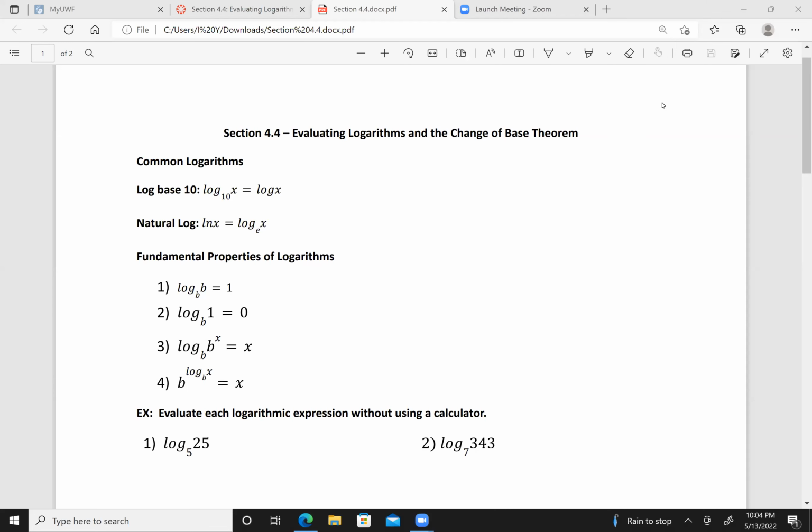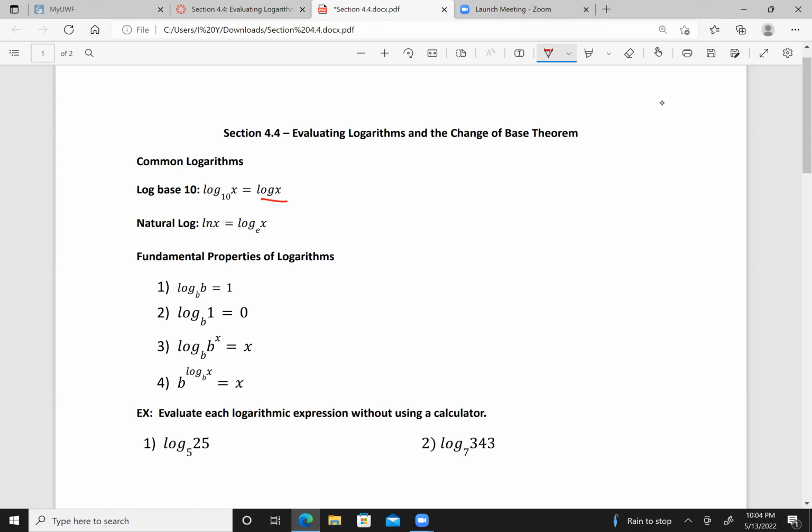Okay, today we're going to check out section 4.4, evaluating logarithms and the change of base theorem. So, we start off with two sayings. The common logarithm, which is log base 10, which we can write like this. The other one we deal with regularly is the natural log, signified by ln of x, which is the log base e of x.